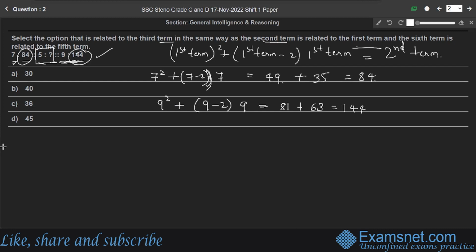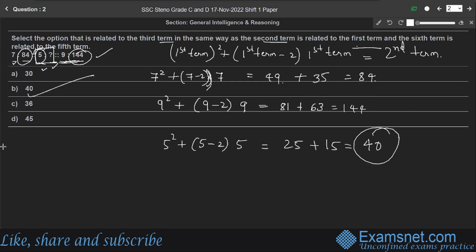Therefore, apply the same logic here also to find the fourth term, right? So first term square. First term in the sense here is the third term, which is 5. So 5 square plus first term minus 2 into first term, 5 minus 2, is equal to, 5 square is 25 plus 3 into 5, which is 15. Therefore, 25 plus 15 is 40. Therefore, the required answer is option B, 40.